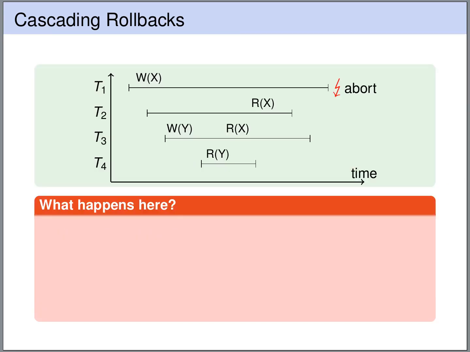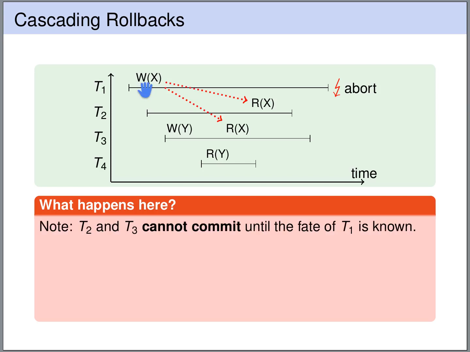Let's have a look at the scenario shown on the slide. Here we have 4 transactions and the transaction T1 is aborted. So what should happen here? First of all, note that T2 and T3 have read the value that has been written by T1, the value of x. So first of all, T2 and T3 must not be allowed to commit until the fate of T1 is known. Until it's known whether T1 was successfully committed or aborted.